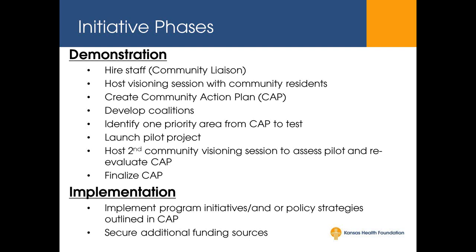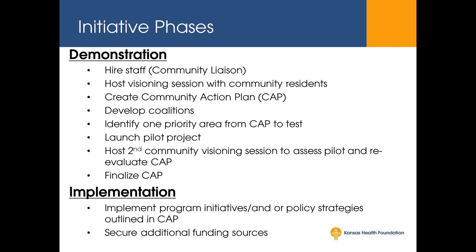So this could be something like you realize that school facilities aren't open to the community after hours, and this could be an opportunity for community members to get exercise. So you decide to work with schools in the area to make those facilities available so that community members could be more physically active. That's an example of one priority area. You would then launch the pilot project as part of the do part of the Plan, Do, Check, Act. And then you would host your second community visioning session to assess the pilot and reevaluate your community action plan.